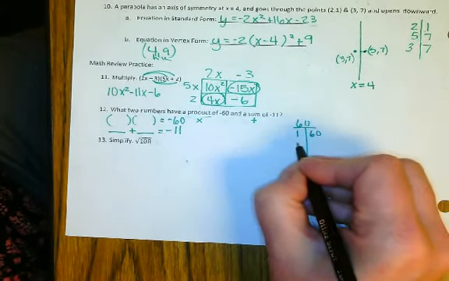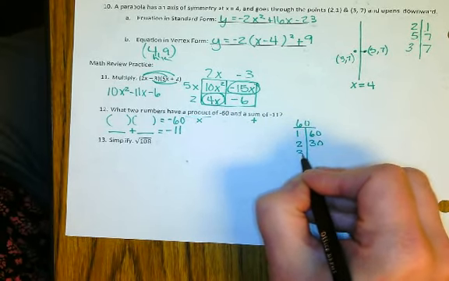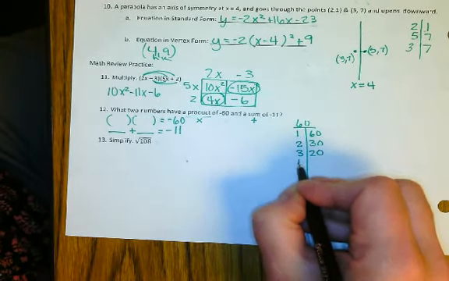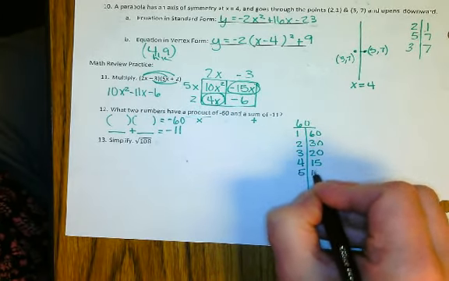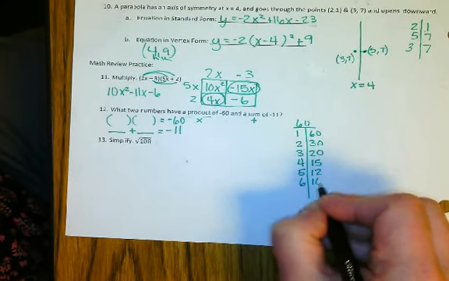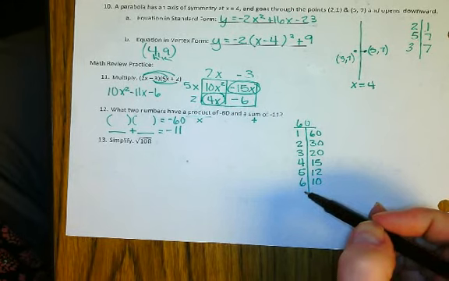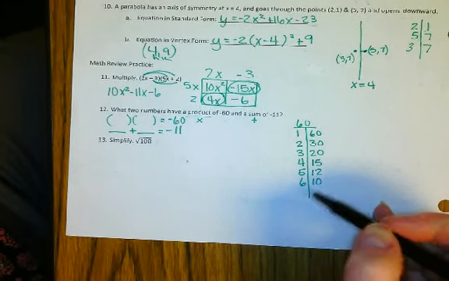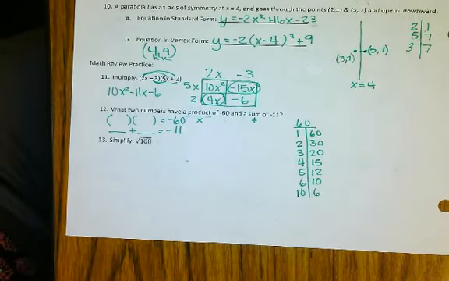I could do 1 and 60. I can do 2 and 30. I can do 3 and 20. I can do 4 and 15. I can do 5 and 12. I can do 6 and 10. And is there anything with 7? Can't do 7. Can't do 8. Can't do 9. I could do 10 though, so 10 and 6. And I think that's about it.